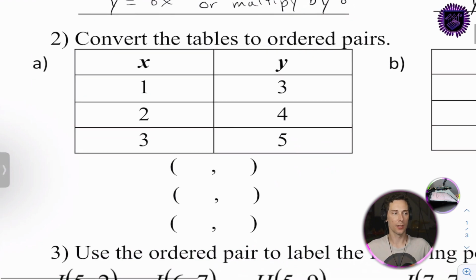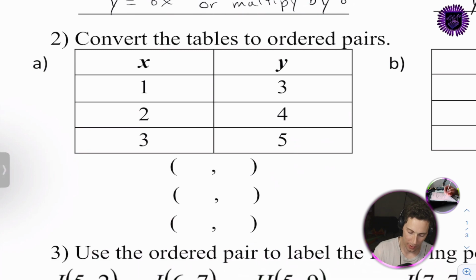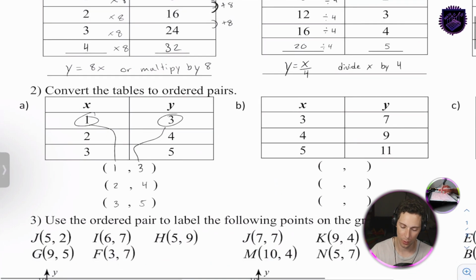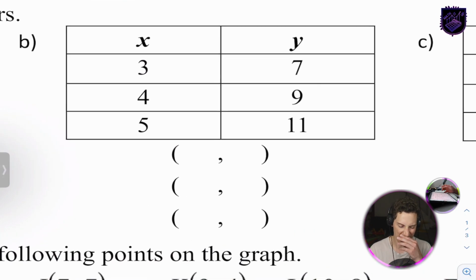This one's super easy. 2a, super easy. 1 and 3, 2 and 4, 3 and 5. It's as simple as that. Take our 1, move it down, take our 3, move it down. That's our ordered pair, right? Ordered pairs. Those are our points on our coordinate plane. No problemo.